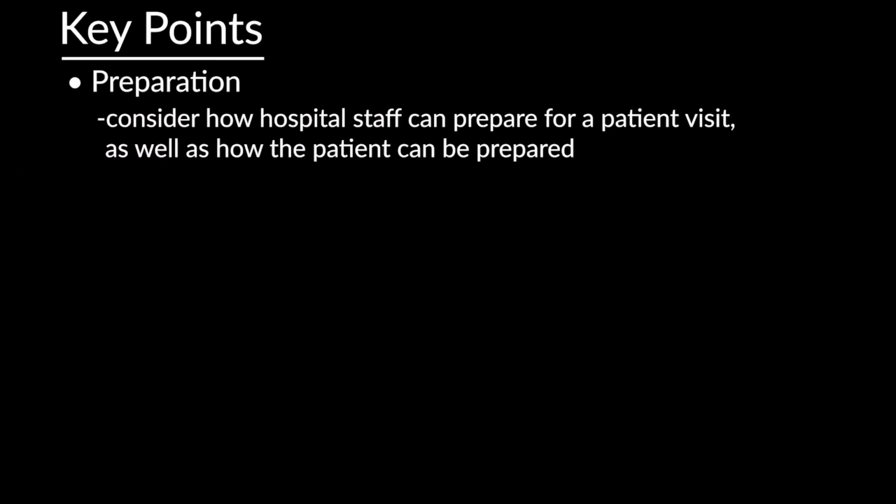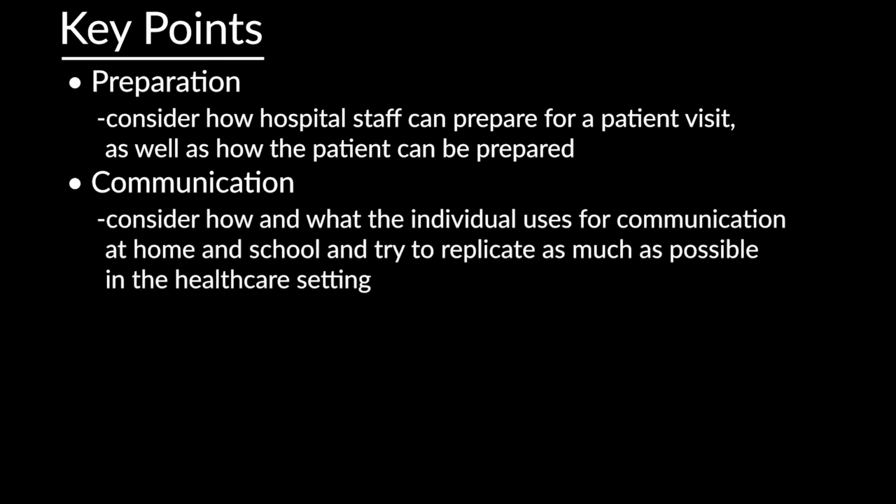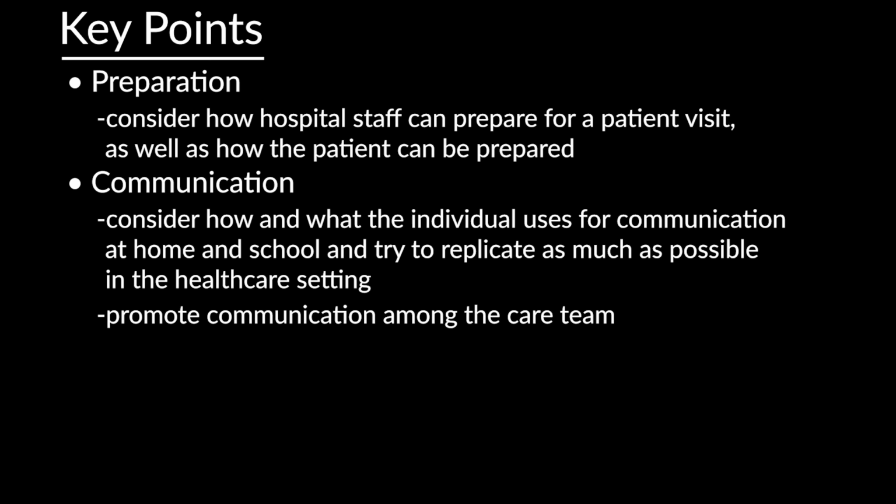Throughout this module, we have discussed characteristics you may see when encountering a patient with autism. We discussed why the healthcare environment might be challenging for an individual with autism spectrum disorder. Lastly, and most importantly, we explored our 3 keys to success. Preparation. Consider how hospital staff can prepare for a patient visit as well as how the patient can be prepared. Communication. Consider how and what the individual uses for communication at home and school, trying to replicate this as much as possible in the healthcare setting and promoting communication among the care team.